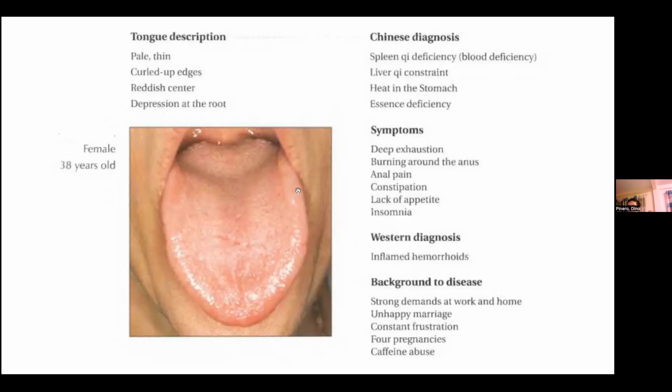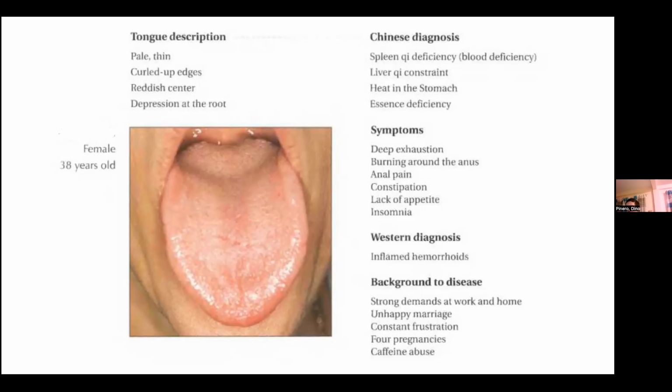Meron din siyang reddish center. Ibig sabihin, there is heat in the stomach. Ang depression at the root, kung titingnan po yung likod ng tongue, may depression. Ibig sabihin, there is an essence deficiency. So this patient has symptoms of deep exhaustion, burning around the anus, may anal pain, may constipation, lack of appetite, may insomnia. Sa Western diagnosis, meron siyang inflamed hemorrhoids.